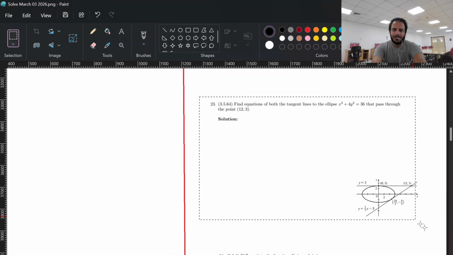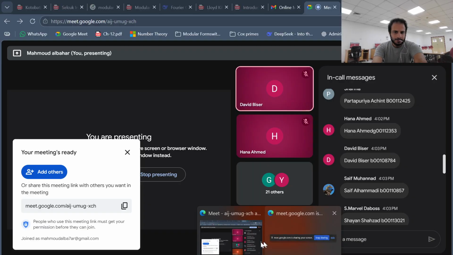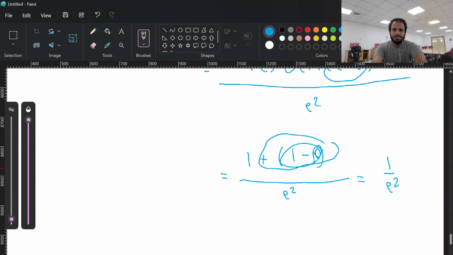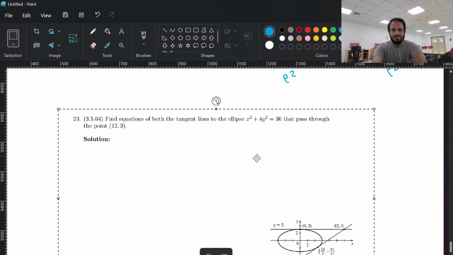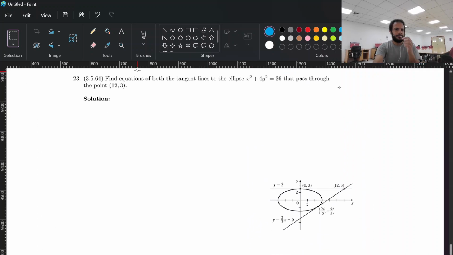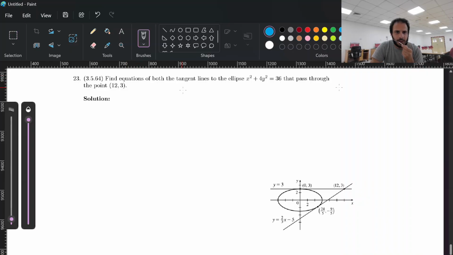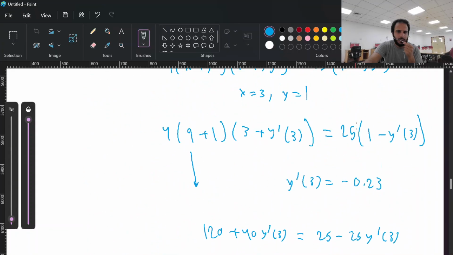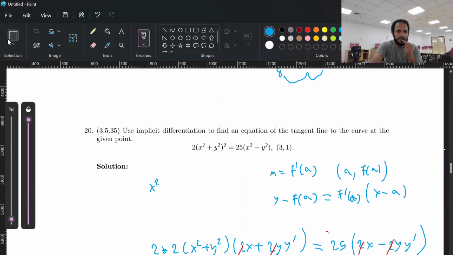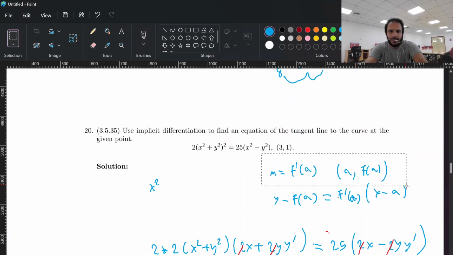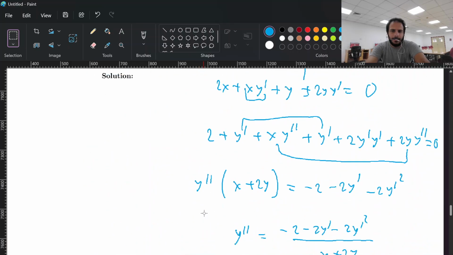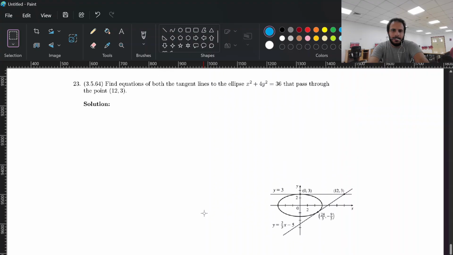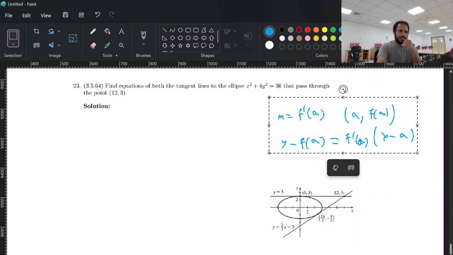I will give you this problem 23. Now, let's go here. We have: find equations of both the tangent lines to the ellipse x squared plus 4y squared equals 36 that pass through the point (12, 3). But let's find again the equation of the tangent and copy it here. It's better to write the formula. Yes, we can start.